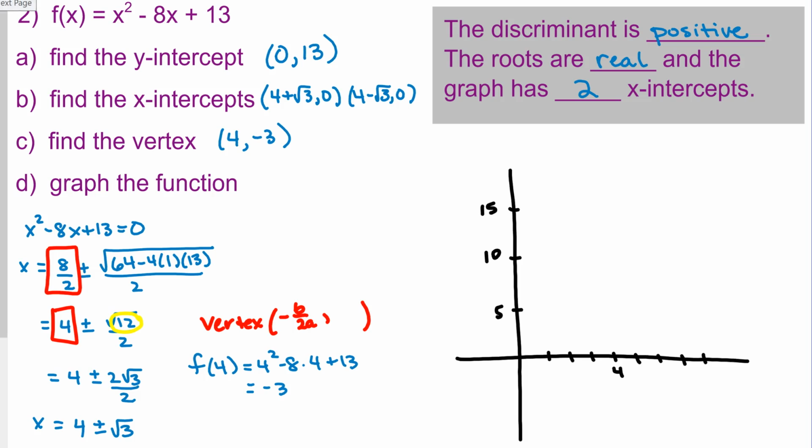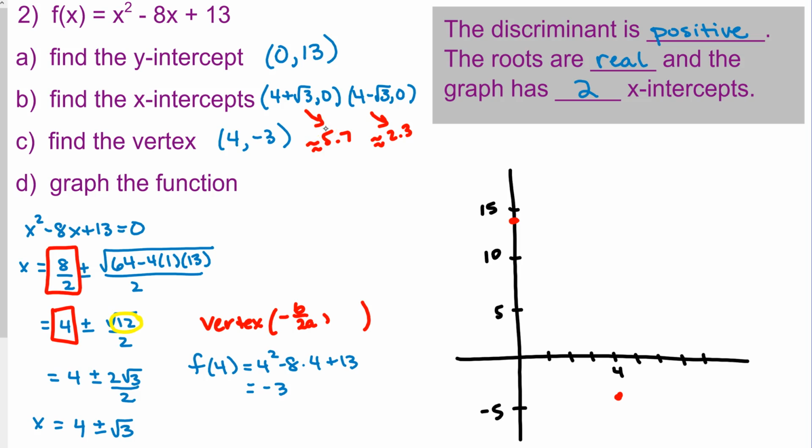So the first thing you do is you just look at your points and you stop and think about what would be logical for a scale and where your graph's going to end up. And then we can plot the y-intercept at (0, 13). We can plot the vertex at (4, negative 3). If you're using graph paper, it's probably even better. And then the approximate values of 4 plus square root 3 and 4 minus square root 3 are 5.7 and 2.3.